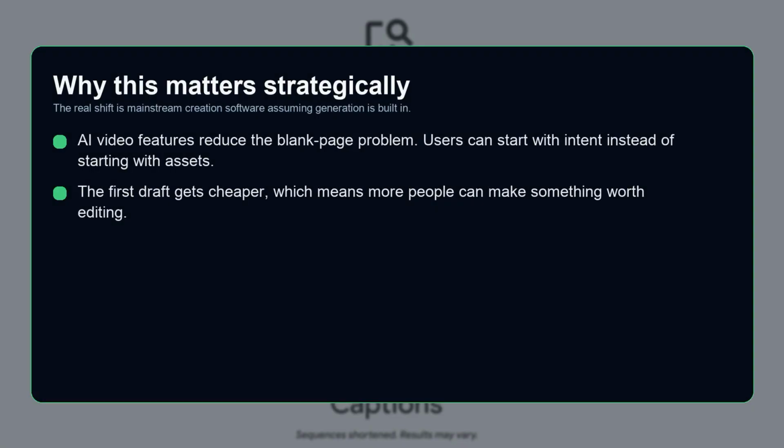The deeper strategic point is that creative software is changing shape. For a long time, video tools expected users to start with assets. You needed footage, B-roll, voice, music, or a design system before you could really begin. What these AI features do is remove that empty canvas problem. They let the user start with intent.